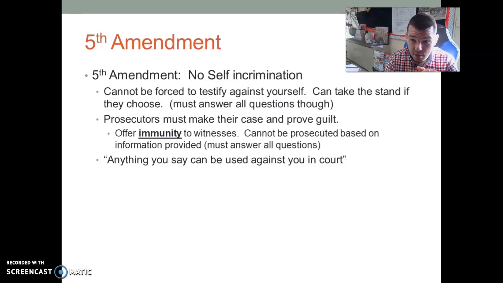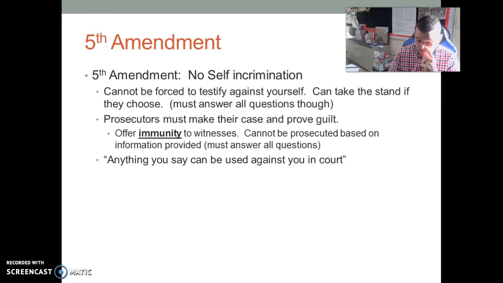They might offer immunity to witnesses. For instance, if somebody might know something or might have been implicated in something, sometimes they can make a plea deal or offer immunity to a witness to come forward, to make a stronger case against you, who they believe is the main target. Again, anything you say can be used against you in court. That's why with the Miranda rights, they say anything you say can be used against you. So you don't need to say anything, even in the beginning stages with police, without a lawyer.